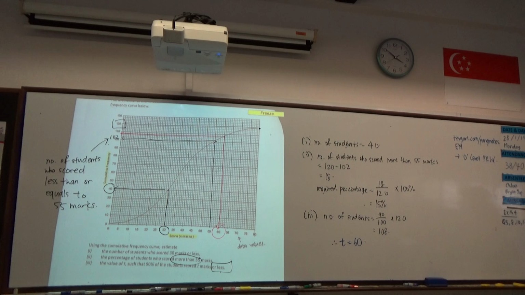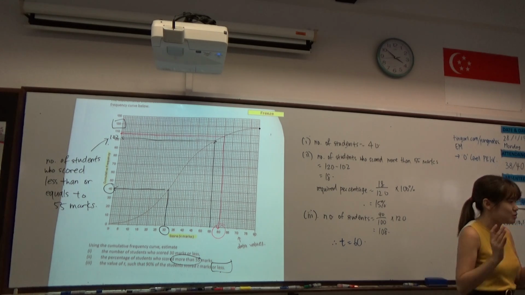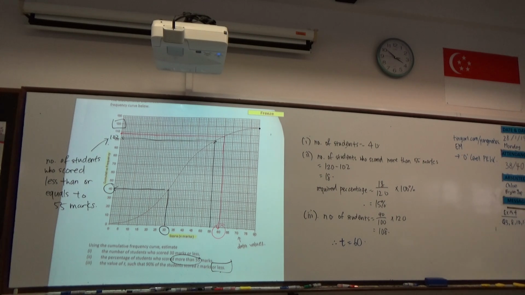I don't need you to do a drawing on the graph. That one I don't bother how you draw and how you write the graph. Okay.